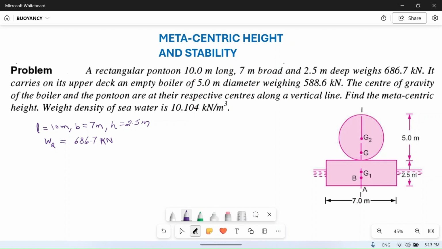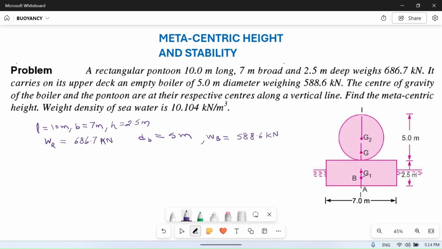It carries on its upper deck an empty boiler of 5 meter diameter. So D of boiler is equal to 5 meter, weighing 588.6 kilonewton. So W of boiler, weight of boiler, is 588.6 kilonewton.